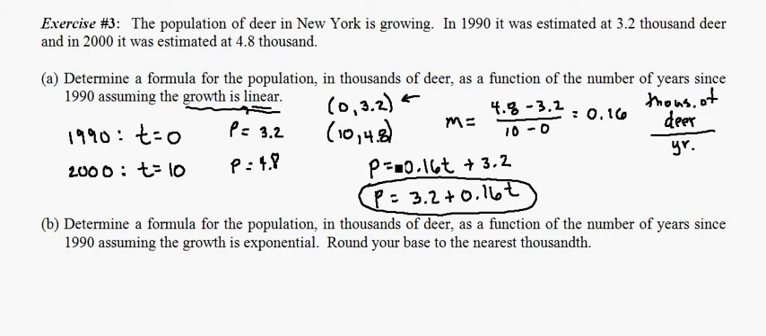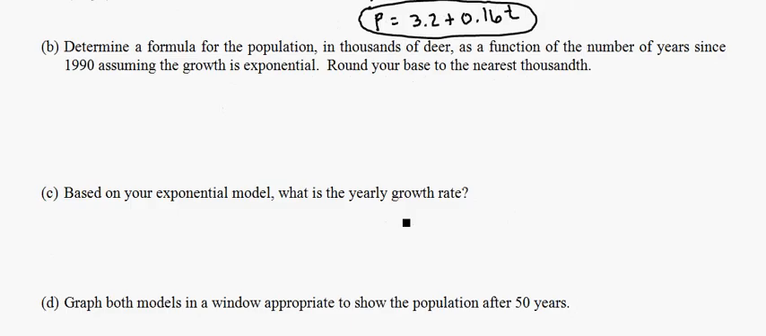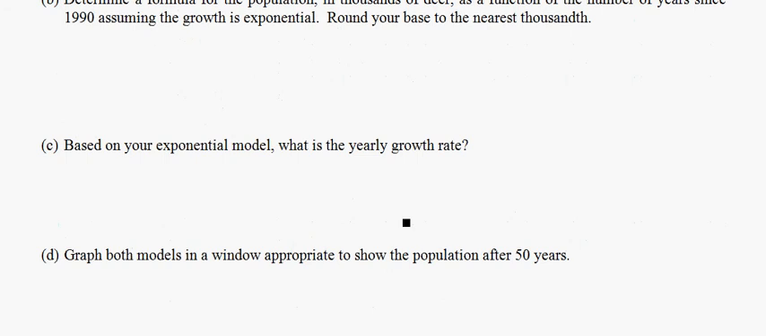Now let's come up with an exponential formula in letter B. I'm sure linear formulas are ones that you're more comfortable with, but let's write down the general form of an exponential. A simple exponential, one that has not been shifted horizontally or vertically, is always going to have this form, a times b to the t. Now again, we've got these 2 points that we're working with, 0, 3.2 and 10, 4.8.